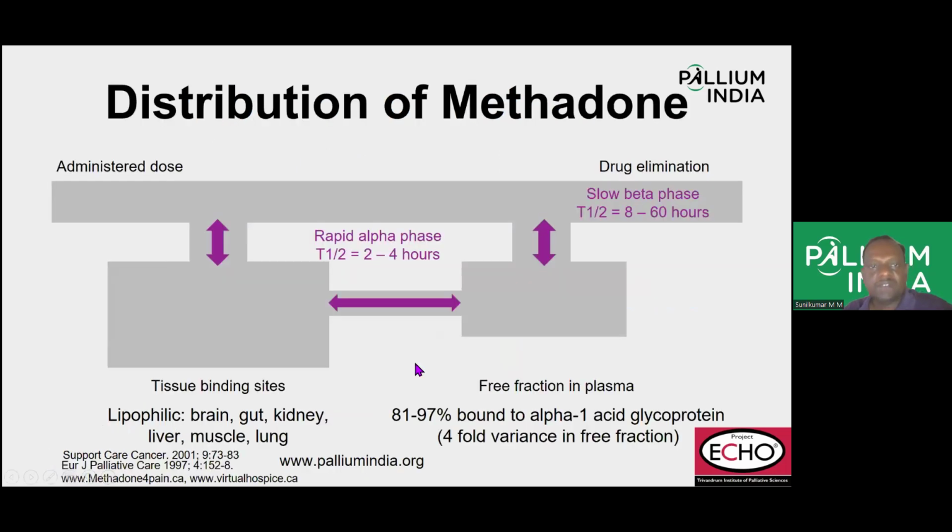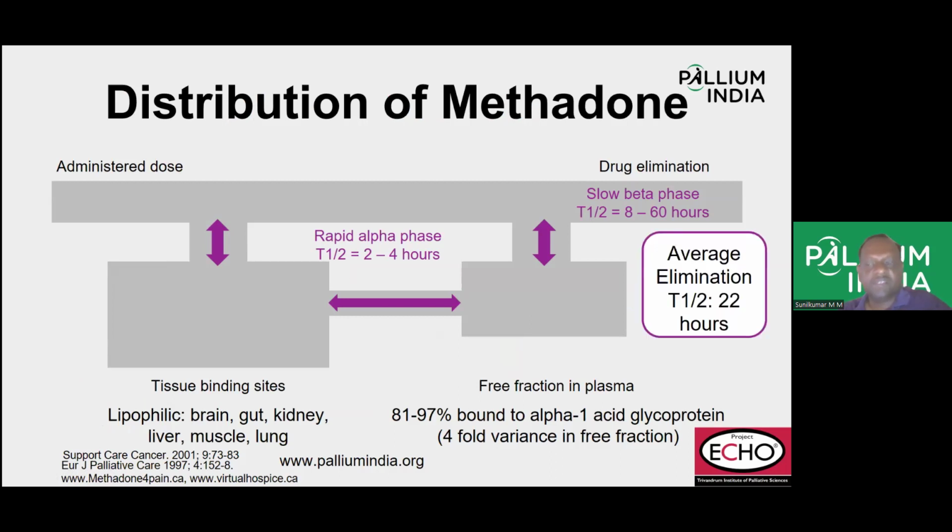After administration, it is distributed mainly in the brain, GI tract, kidney, liver, muscles, and lung. So what happens immediately after administration? It will be available in the blood for pain relief for some time, about 2 to 4 hours. But then it disappears into the tissue binding sites.